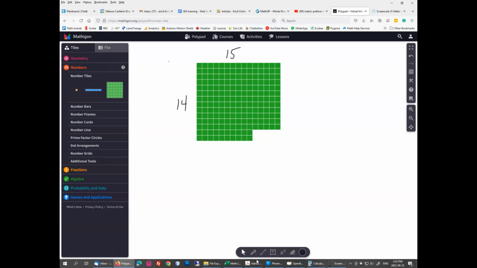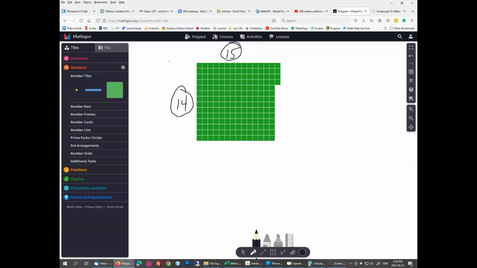So what then if I tried to get it a little more consistent? I could take some of these off and I'll fill them in down here. See what happens when I move those around. I still don't quite have a perfect square. So because I don't have a perfect square, I know that my square root is going to lie somewhere between the numbers of 14 and 15.